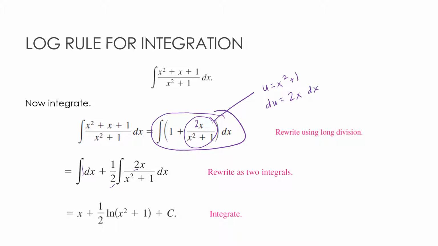Obviously, the integral of 1 is x. The integral, keep the 1/2 on the outside, of all of this is u prime over u, and so that's just natural log of u, which is all of this, plus c.